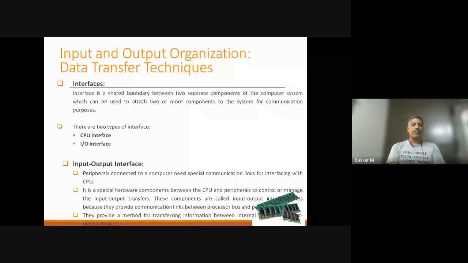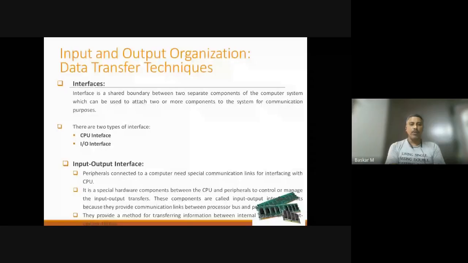The IO interfaces are mainly used to connect the peripheral to the computer, which needs a special communication link for interfacing with the CPU. It is a special hardware component between the CPU and peripherals to control or manage the input-output transfer. So these components are called input-output interfaces, because they provide the communication link between the processor bus and the peripheral devices. They provide the method for transferring information between the internal memory and the output devices. So that is the role of the input and output interfaces.